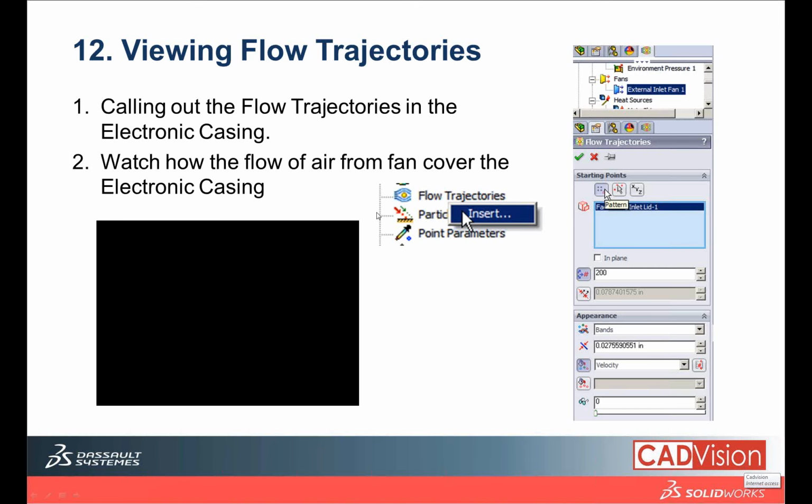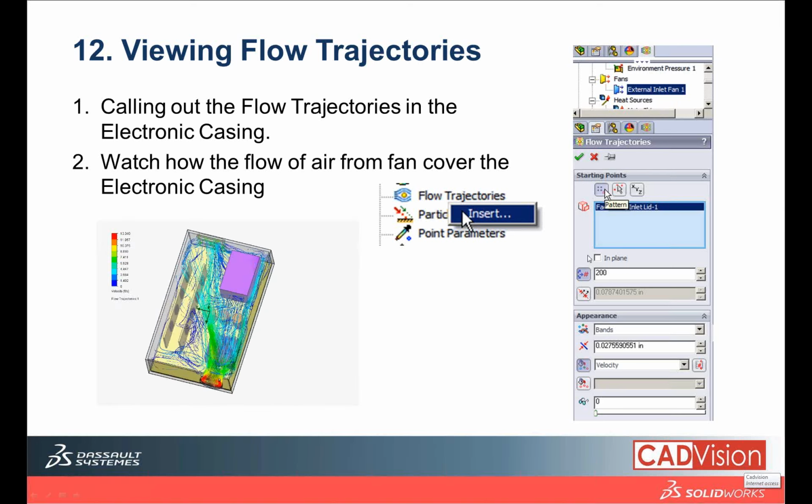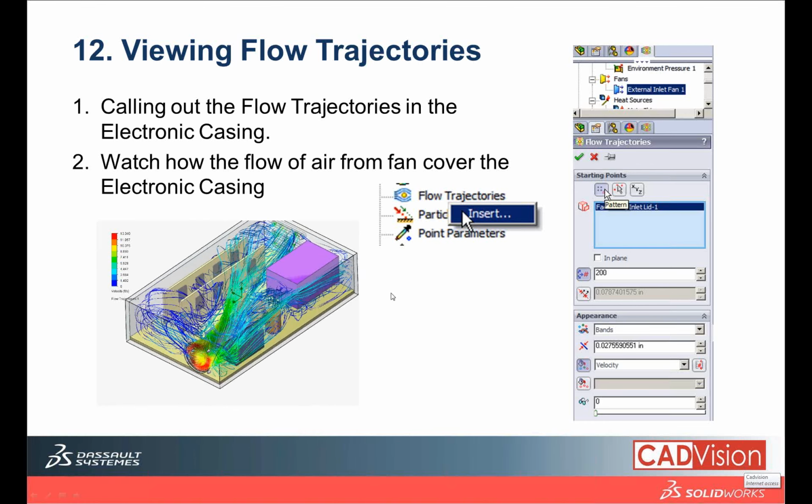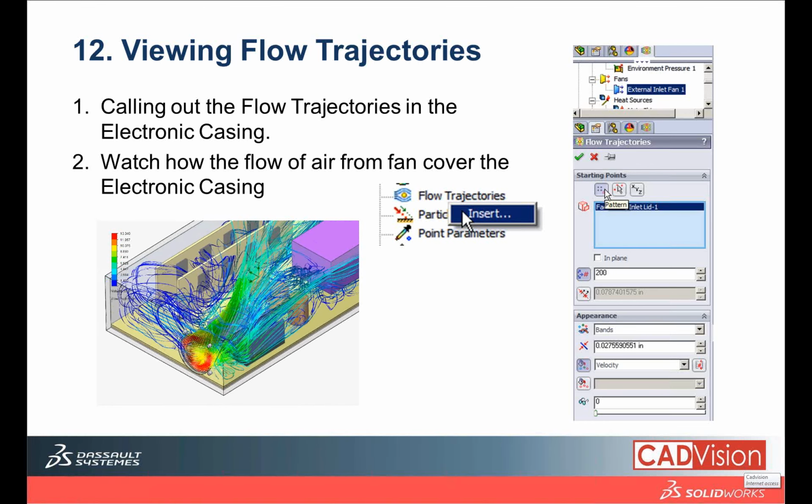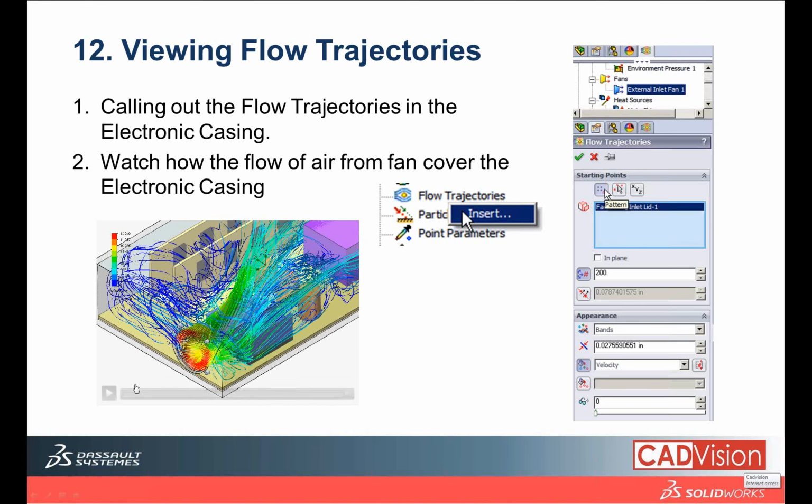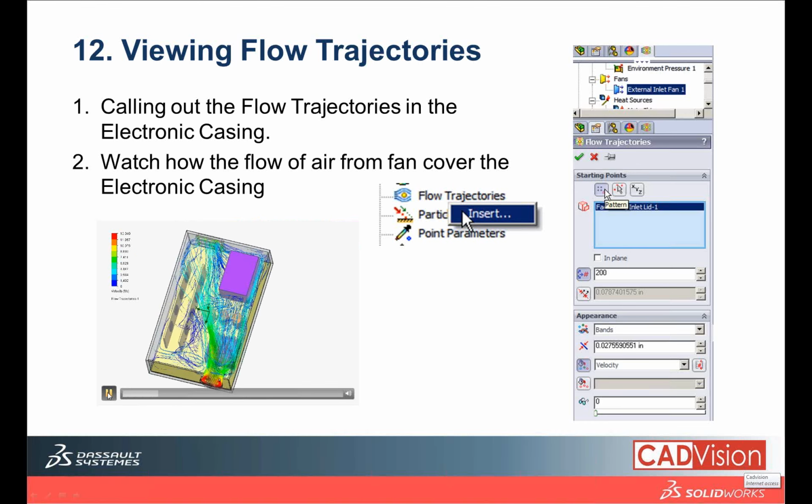Once we've done reviewing the results, we would like to know the flow trajectories of the air from the fans to the outlet. So we can call it out, selecting the fans and fine-tune the settings to see the flow trajectories. This is an example with those particular settings of the electronic box. We can see the flow trajectories here. I will view again.